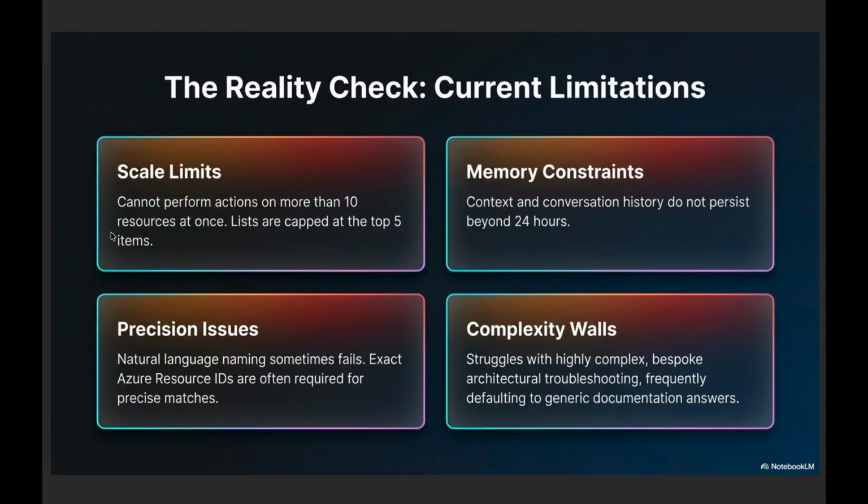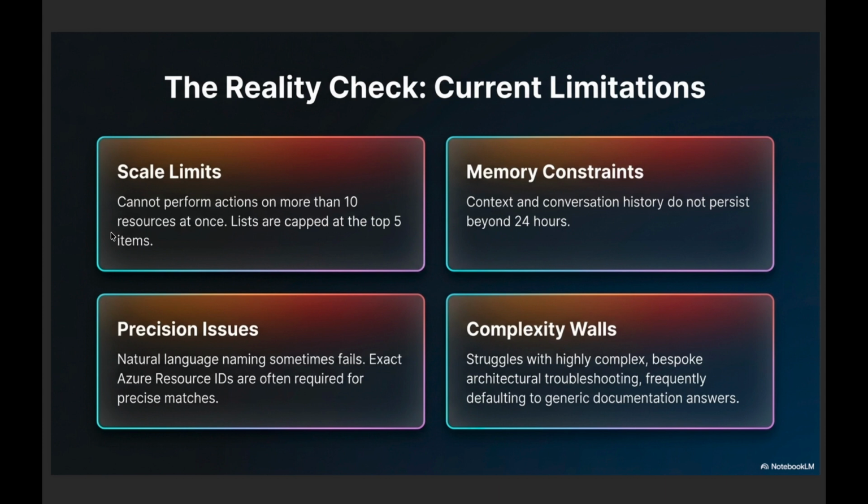Now, the reality check is that we have a good solution from Microsoft, but it has limitations. Right now, it's not at the stage where we can independently depend upon Copilot itself. So the limitations are, first, the scaling limits. It cannot perform actions on more than 10 resources at once. Lists are also capped at the top 5 items. So whenever we want it to take actions on multiple resources, it cannot perform action on all.